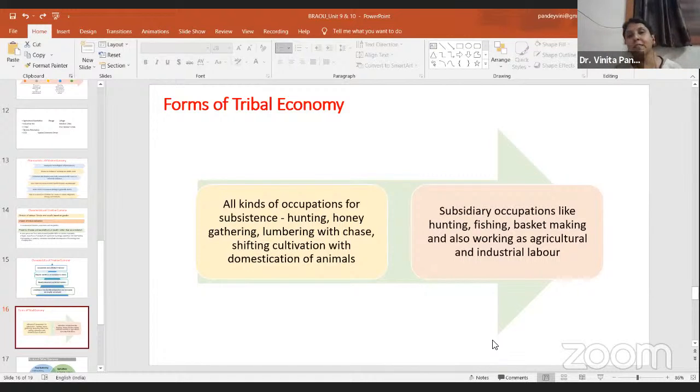I want to spend some time to talk about shifting cultivation along with domestication of animals, especially in Himalayan zone. We will see that sheep is domesticated, very different breeds and species of sheep, and they use that sheep hair as wool, and pashmina shawls are also made out of that. So many primitives are also involved in that kind of a profession. What is this shifting cultivation?